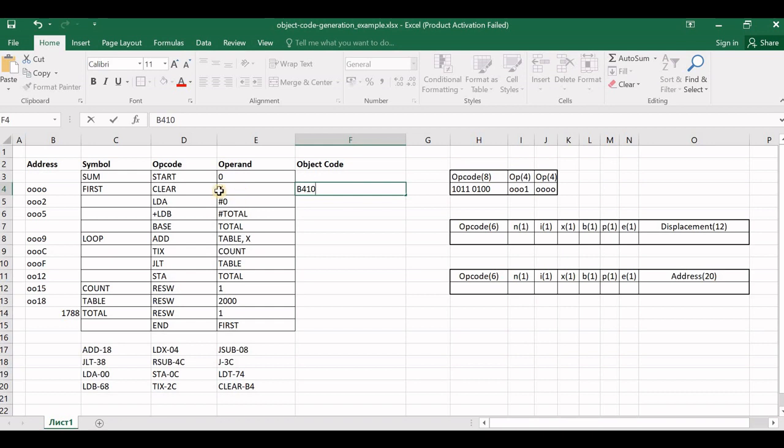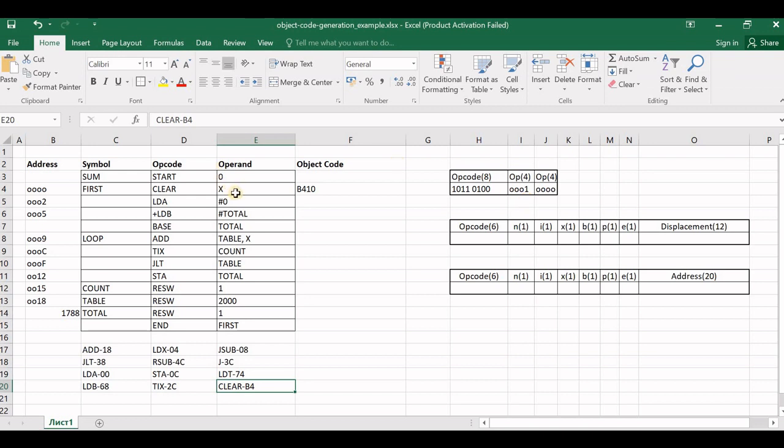I'll repeat again. For clear X, how do you generate the object code? Find out the opcode for clear, which is given here as B4. Represent that B4 in binary: B is 1011 and 4 is 0100. Next, in case of format 2 instructions, you'll have two operands, and both the operands must be registers.